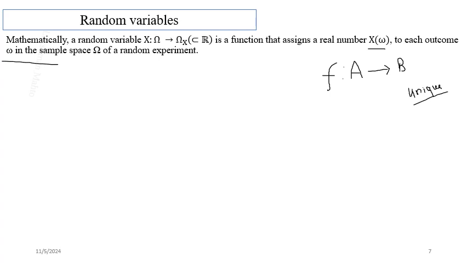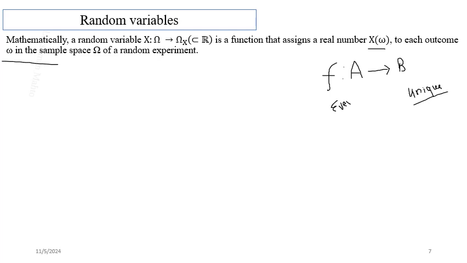Function is simply a map or rule which assigns a unique element to every element of the domain. Function is a rule from set A to B so that it assigns a unique element in B for every element in A. So there are two properties. First, a unique element in B, and second, every element in A. Uniqueness is coming in B, and everyness is coming in A. What is the meaning of uniqueness? A single element of A can't have two images in B. A single element in A will have a unique image in B. That we call uniqueness.